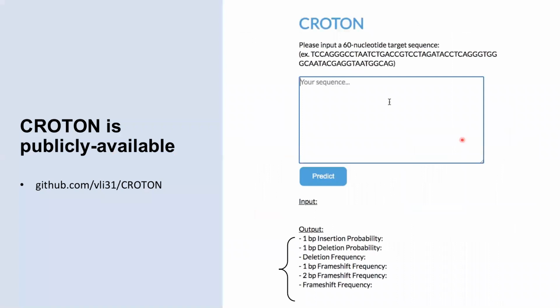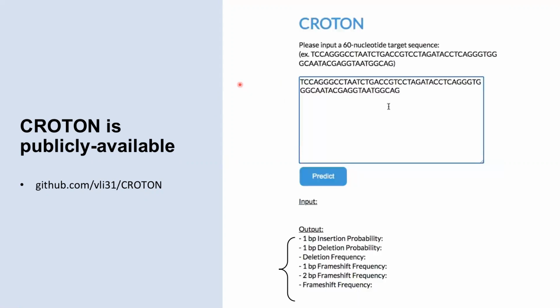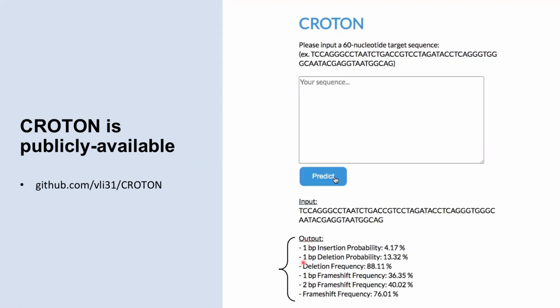So CROTON is publicly available at this GitHub link. So this repository contains some of our model creation scripts, as well as code and instructions to set up this Django web framework. So essentially here, a user simply inputs their sequence, they can press predict, and then you can see the different editing outcomes are outputted here.